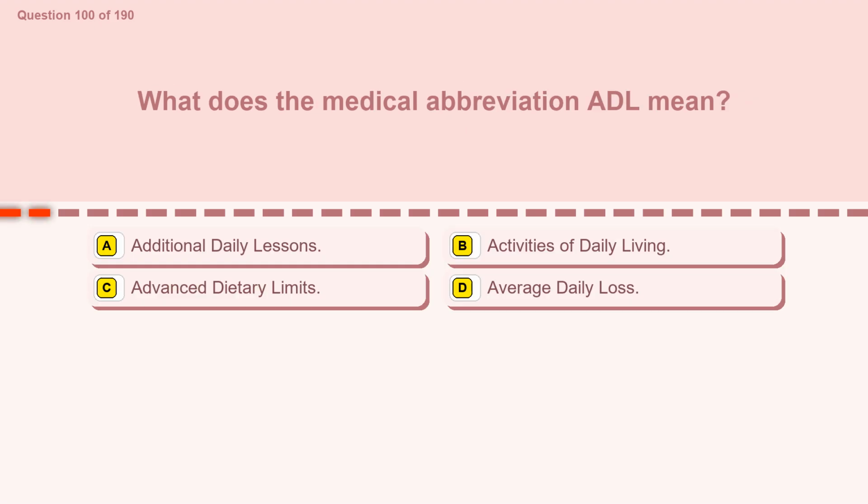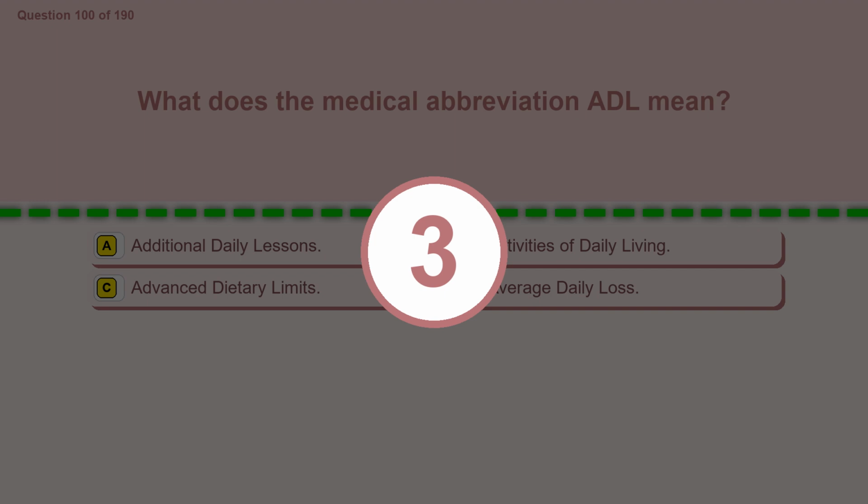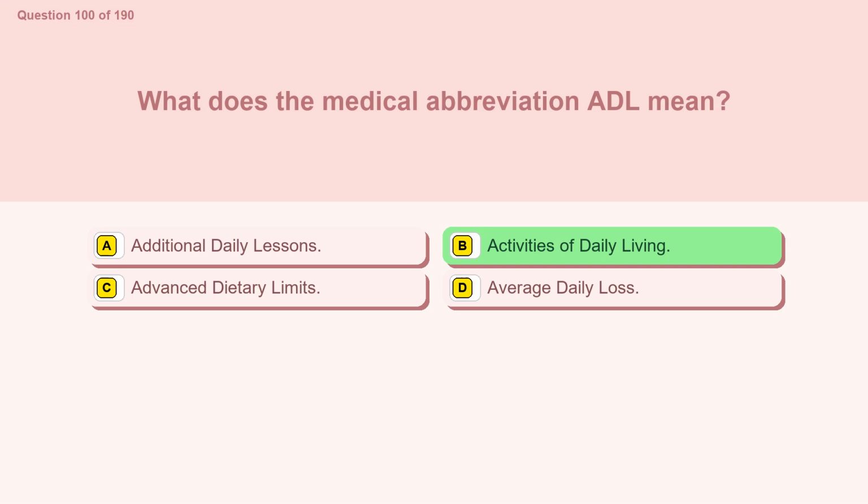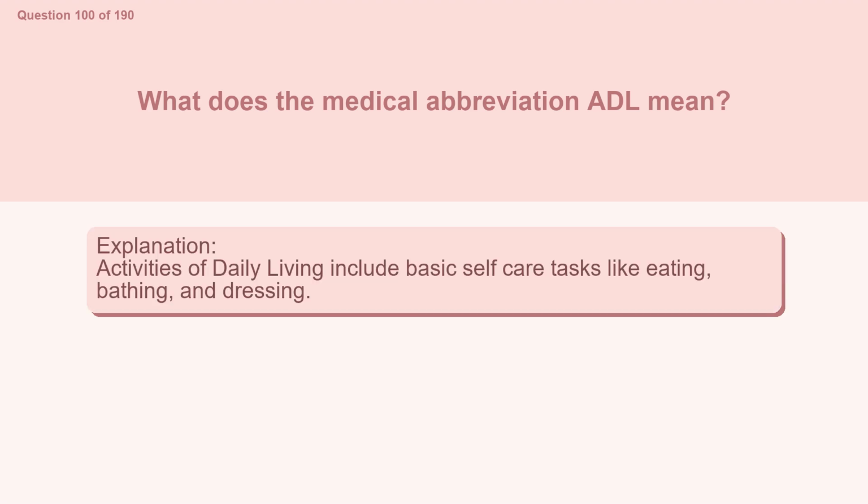Question 100. What does the medical abbreviation ADL mean? Option A, additional daily lessons. Option B, activities of daily living. Option C, advanced dietary limits. Option D, average daily loss. The correct answer is option B, activities of daily living. Activities of daily living include basic self-care tasks like eating, bathing, and dressing.